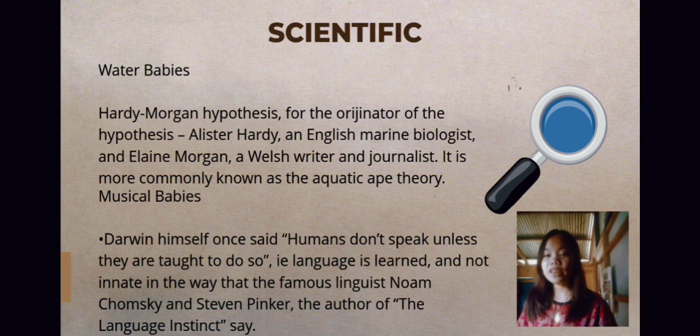Next, Darwin himself once said humans don't speak unless they are taught to do so. That is, language is learned and not innate, in contrast to what the famous linguist Noam Chomsky and Steven Pinker, the author of The Language Instinct, say. So according to Darwin, language was not an unconscious invention. So dili ta aware how this language was created or originated. Rather, it was slowly and unconsciously developed by many steps. So at that time, he said that humans don't speak unless they are taught to do so. So language is really not an instinct.